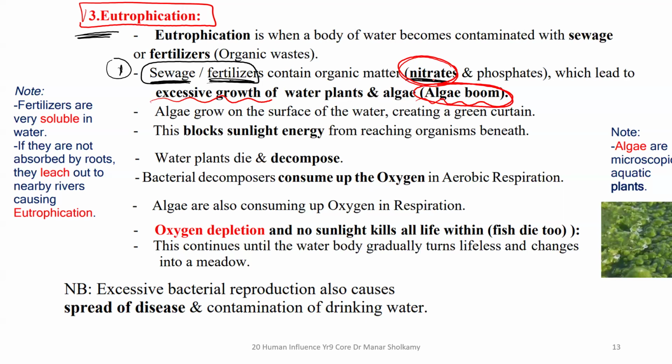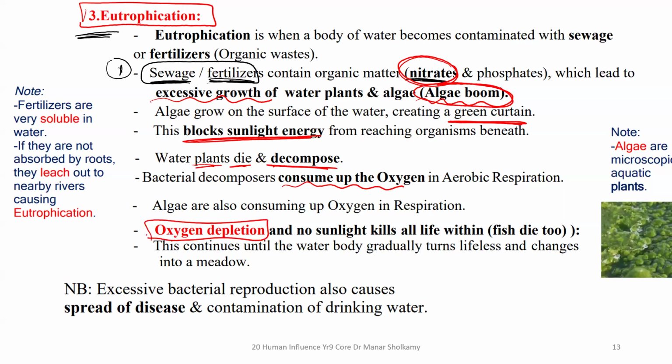Now the algae, when it overgrows, it will cause a green curtain that will block out the sun. No sun means the plants will die. They will die means they will decompose. As they are getting decomposed, the oxygen will be consumed, and this is going to cause oxygen depletion. And then here is the keyword: oxygen depletion.